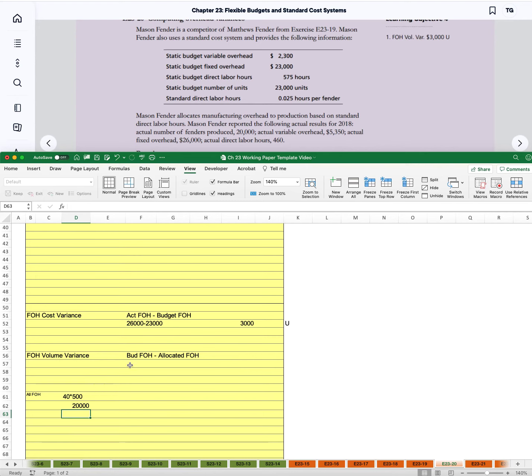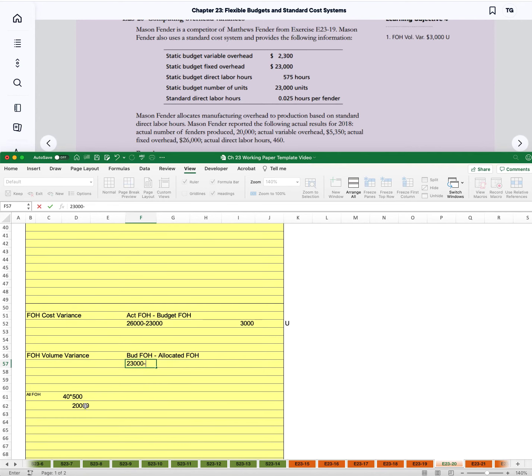For our fixed overhead volume variance, we have budgeted fixed overhead of 23,000 minus allocated fixed overhead of 20,000. And so we have 3,000 here. And this again will be unfavorable.